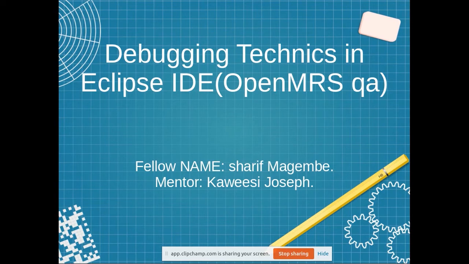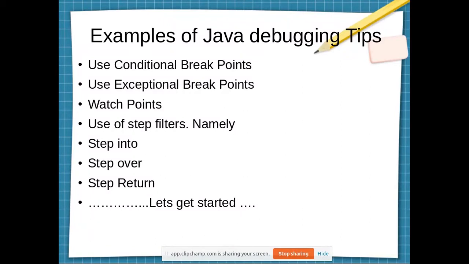We're going to look at debugging techniques in Eclipse IDE. Ideally, this work is for the OpenMRS Quality Assurance support team, and anyone working on Selenium automation tests. This is going to be of importance. We're going to look deeply at examples of Java debugging tips that we are going to be using.